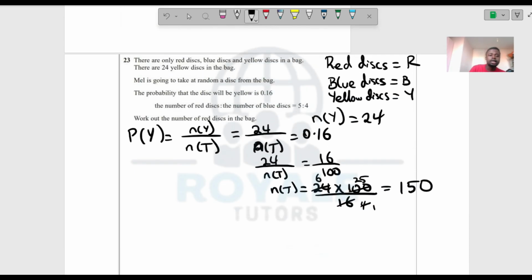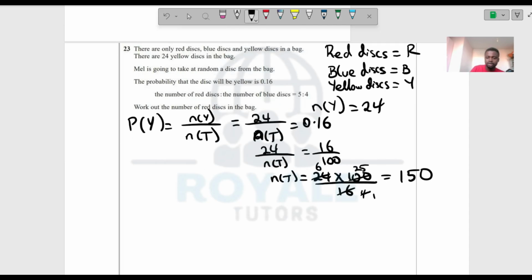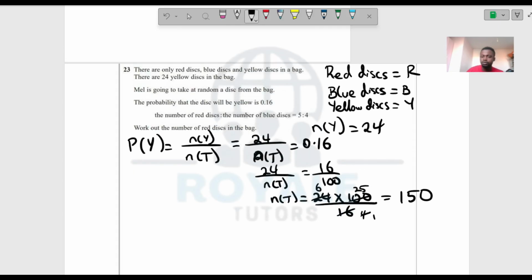Okay, so let's see what's the next thing. We've done paragraph 1, we've done 2, we've done 3. Now the next thing is that the number of red discs to the number of blue discs is 5 to 4.